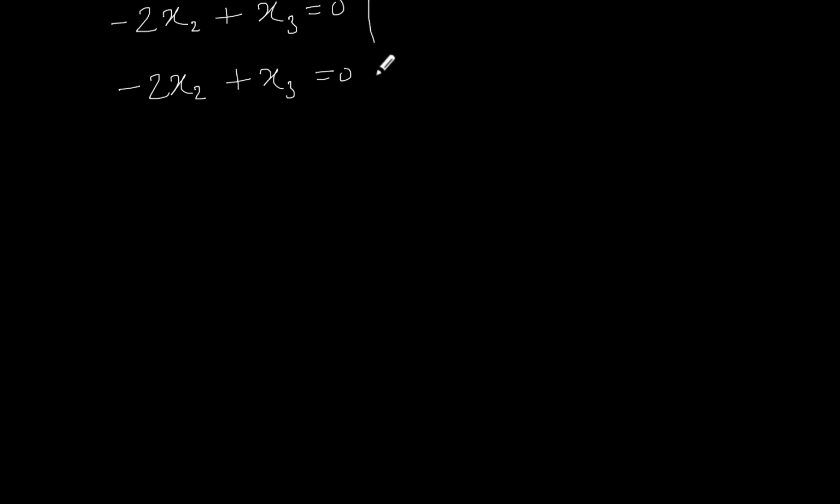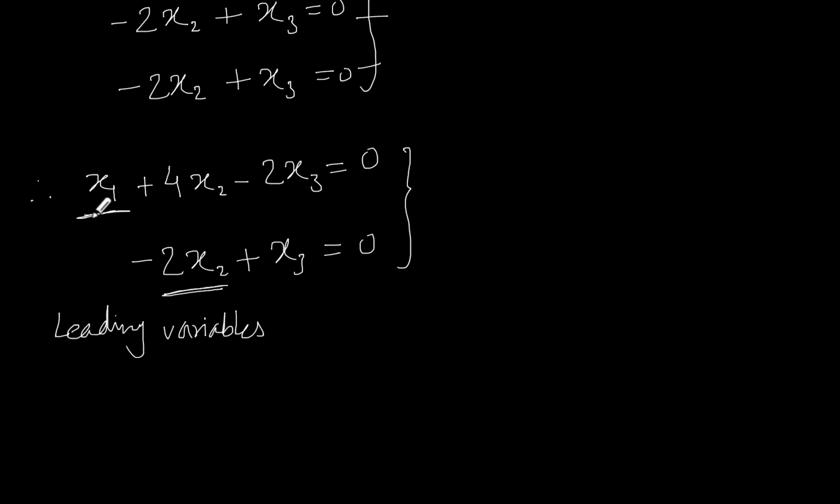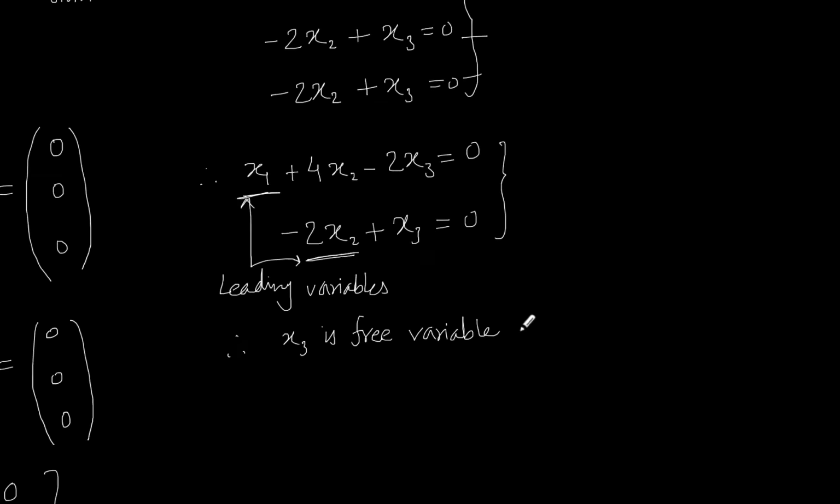So again if you see in this system, these last two equations are the same. That means this equation is redundant. So this system becomes this. Now in this system, the variables x1 and x2 are the leading variables. x3 is not a leading variable, so it means x3 is our free variable. So we can take x3 as any scalar. For example, we take x3 as t here.